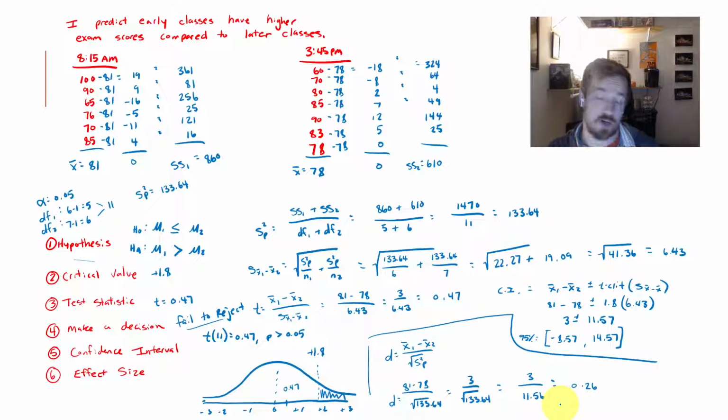So if this were a significant difference, then we would say that it's a pretty small effect size. It's not a big effect size by any means. But we can't even really say that because we failed to reject the null, so it wouldn't be fair to say that it causes an effect, because failing to reject the null means that we found no effect to begin with. So that's pretty much it.